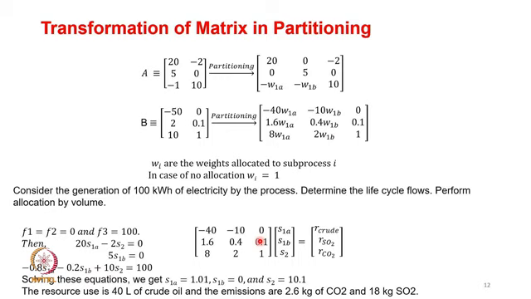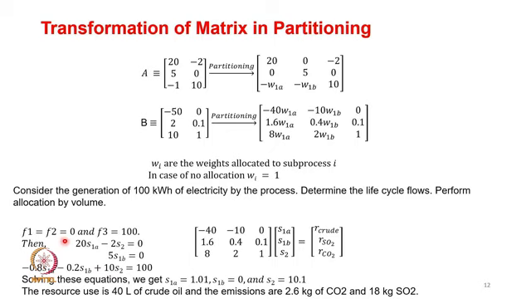So now with this let's go ahead and do one more step of analysis, okay. Consider the generation of 100 kilowatt hour of electricity by the process, determine the life cycle inventory, and perform the allocation by volume. So what would happen here? You have F1, F2 and F3. The third is the electricity. Electricity you are saying it is 100, fine, and the rest are as they are.